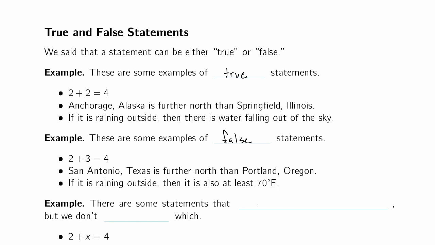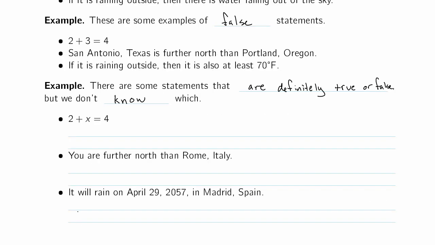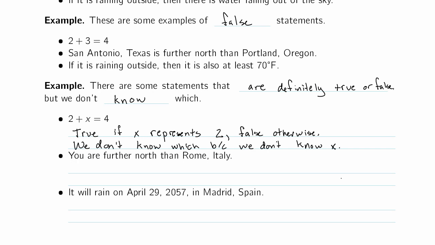And there are also some statements that are definitely true or false, but we don't know which. So 2 plus x equals 4. Remember, in algebra, x always represents some number. So 2 plus x equals 4 is true if x represents the number 2, and it's false otherwise. We don't know which because we don't know what x represents.